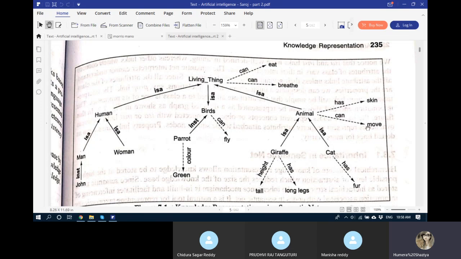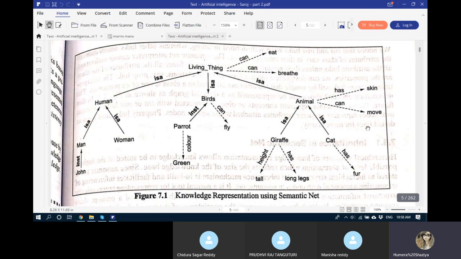Okay students, this is hierarchical structure of knowledge, and we are using semantic net to represent this.